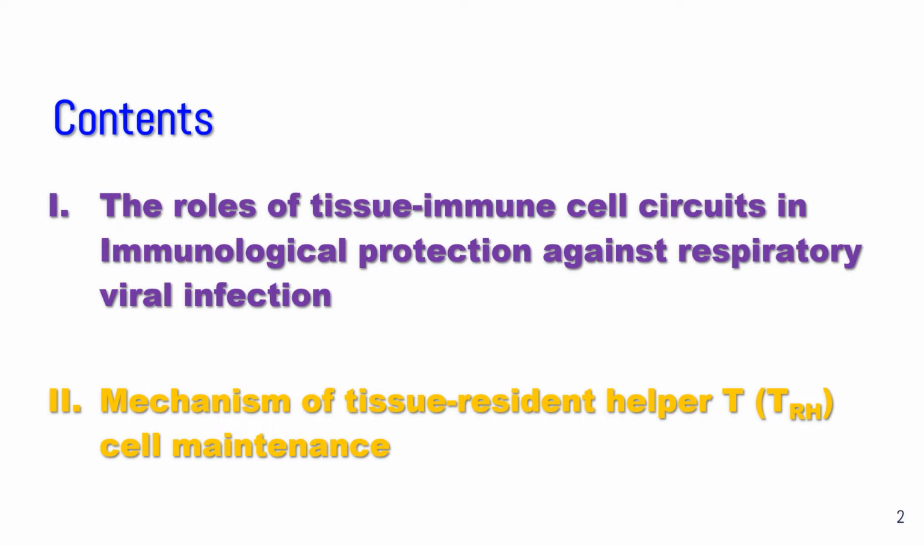The contents are organized like this. First, I'm going to show you the data about these novel cell types which contribute to the local adaptive immune response against respiratory viral infections like influenza virus. Second, this is still unpublished data, and it is about the mechanism of this cell type's maintenance during the long-term period.